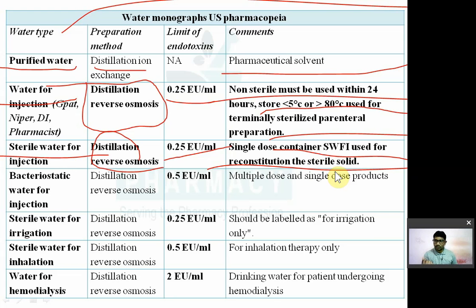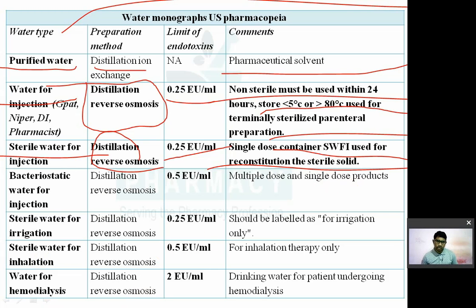Before injection, you have to break that ampoule. You have to use that sterile water for injection for reconstitution of that powder, finally make the injection, and then inject it. Sterile water for injection is used for single dose containers and reconstitution of sterile solid.